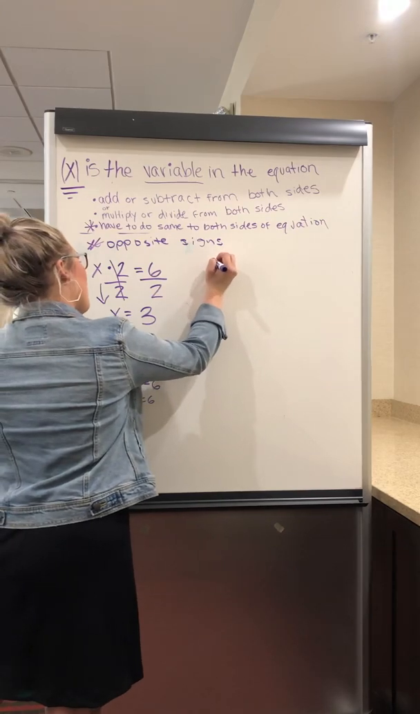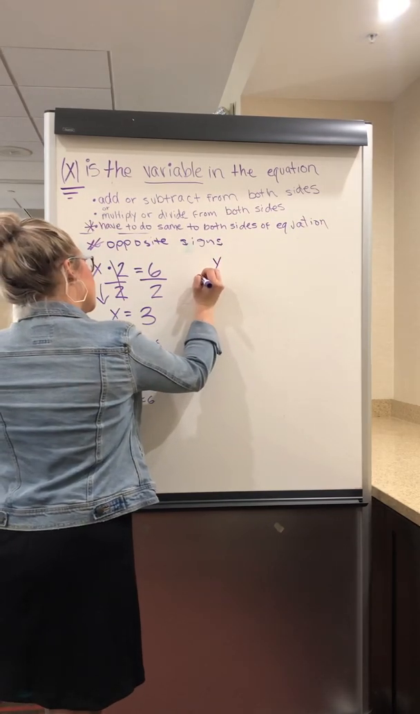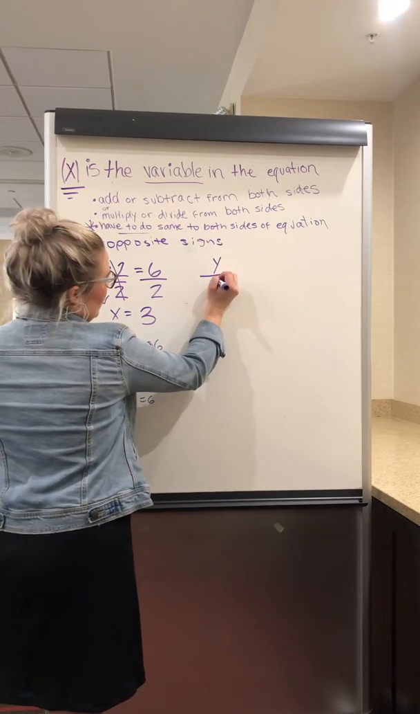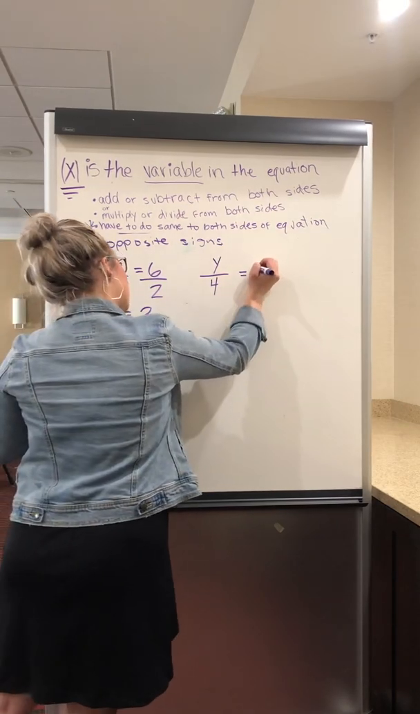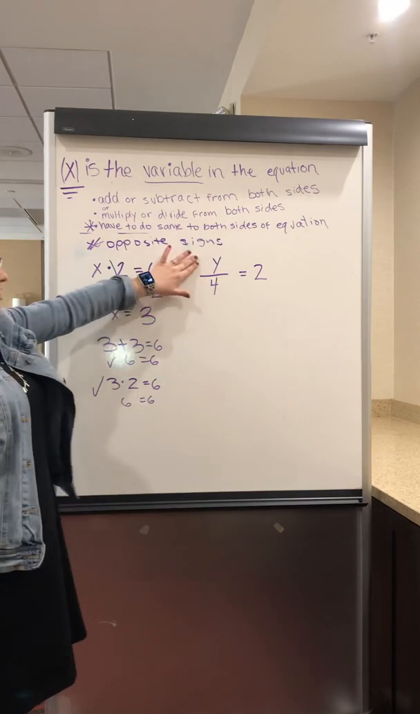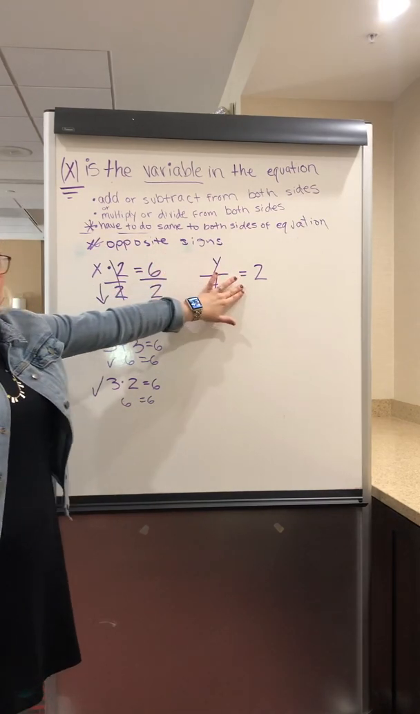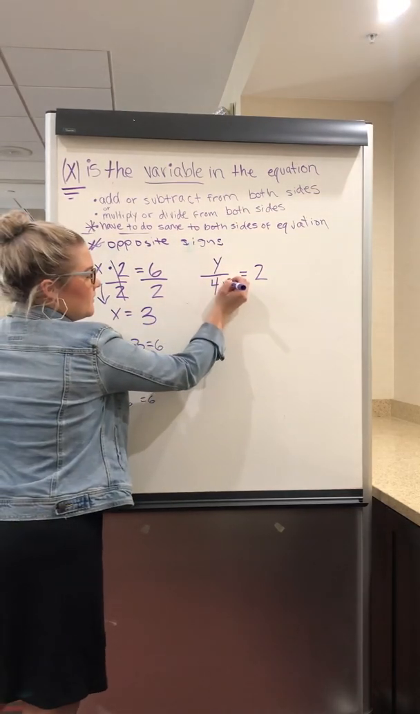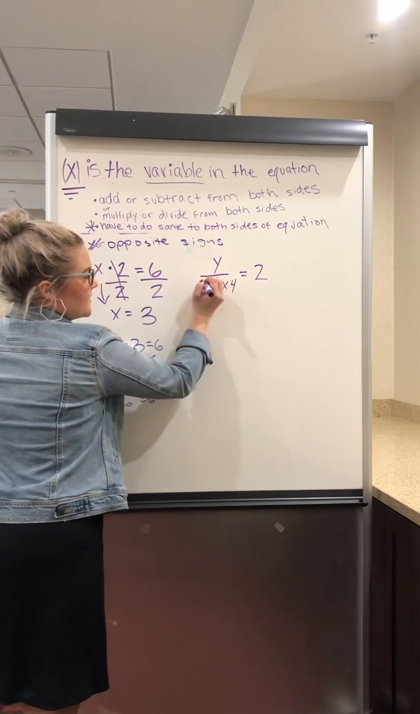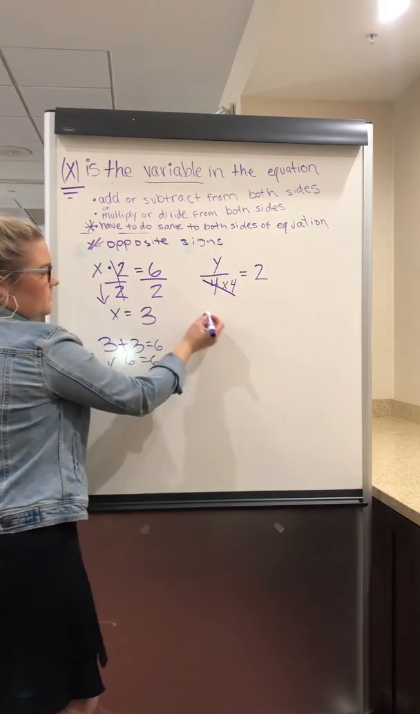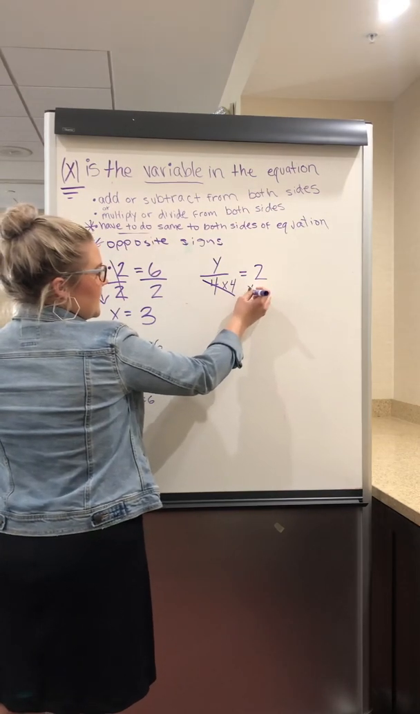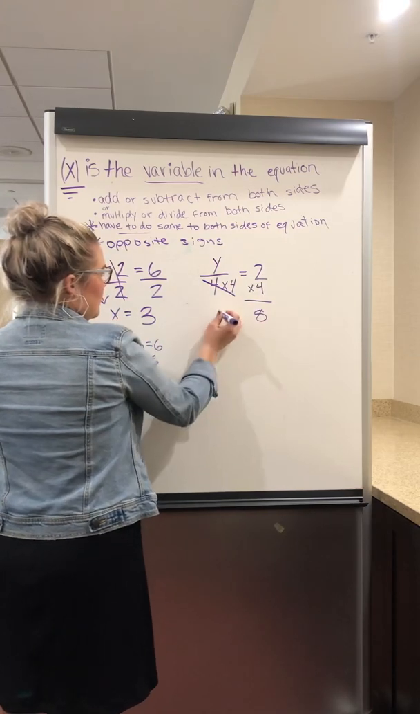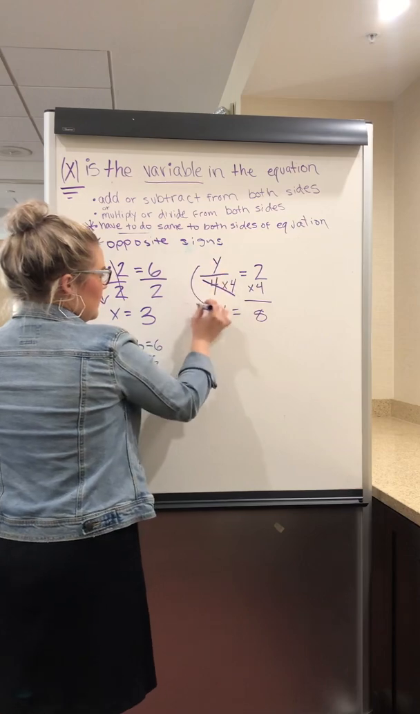Let's do y divided by 4, and then we're gonna do 2 on this side. So this is showing us y divided by 4. We always remember that multiplication is the opposite, so we're gonna multiply by 4. This is gonna cancel because it's division. Then we are gonna multiply this side by 4, which gives us 8. So it's showing us that y equals 8.